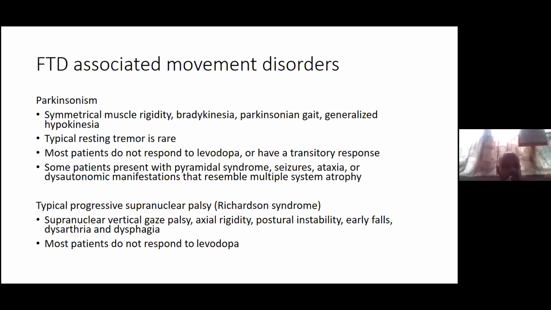The typical progressive supranuclear palsy or Richardson syndrome has, again, similar clinical features as in the case where you would have a supranuclear vertical gaze palsy, axial rigidity, postural instability, early falls. Often they fall backwards. They often have dysarthria and considerable dysphagia, which are all axial symptoms and signs. They do not respond to levodopa.